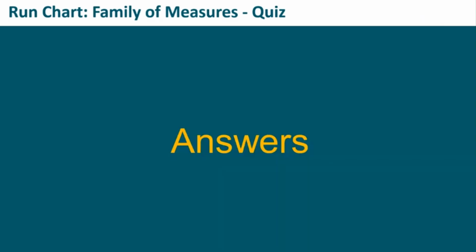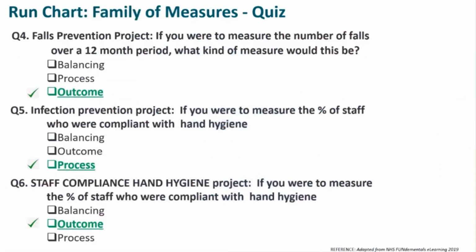So the answers to these 3 questions. Question number 4, if you were to measure the number of falls over a 12-month period, what kind of measure would this be? This is an outcome measure. Question number 5, infection prevention project. So if you were to measure the percentage of staff who are compliant with hand hygiene, this would be a process measure. And with the staff compliance hand hygiene project, if you were to measure the percentage of staff who are compliant with hand hygiene in this particular project, this would be an outcome.